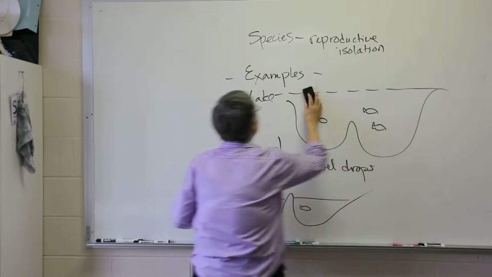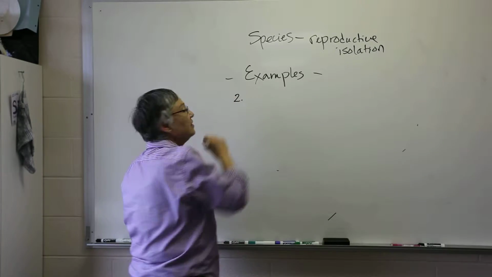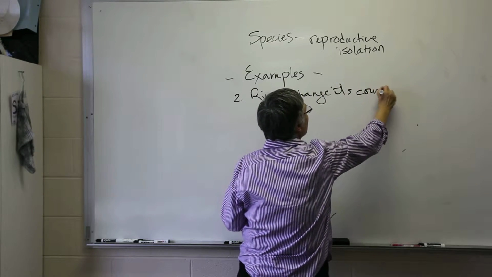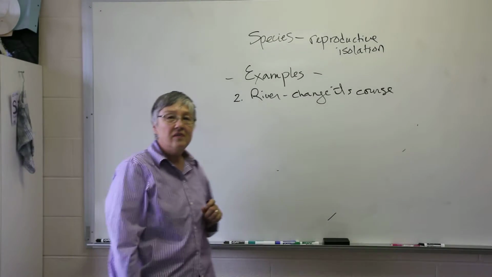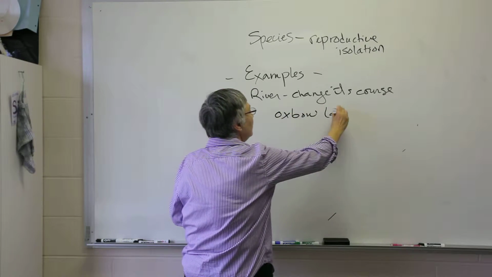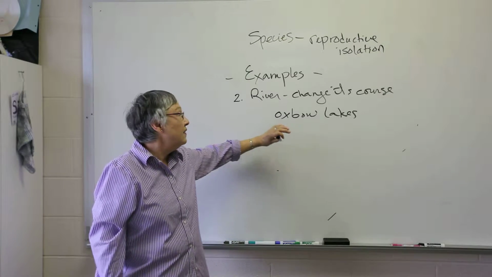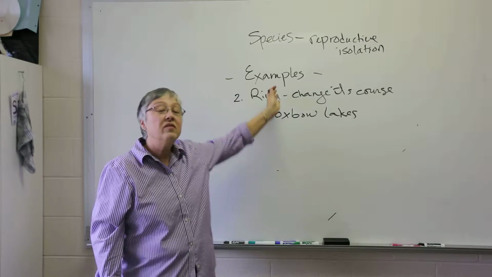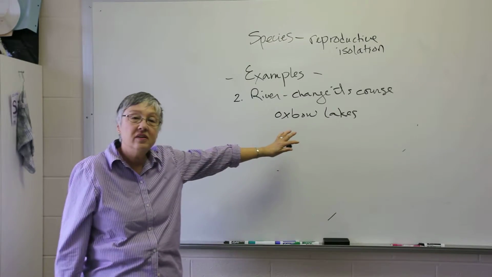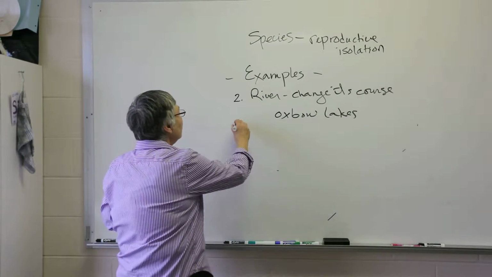Another example is in a river. So, second example, a river can change its course, and there's many examples of the Mississippi River having changed its course over time, and that produces oxbow lakes, in which the organisms that are in the lake were once part of a larger population of the river, but now they've become isolated, and because of changes in the environment, they can start to become different from the larger population.